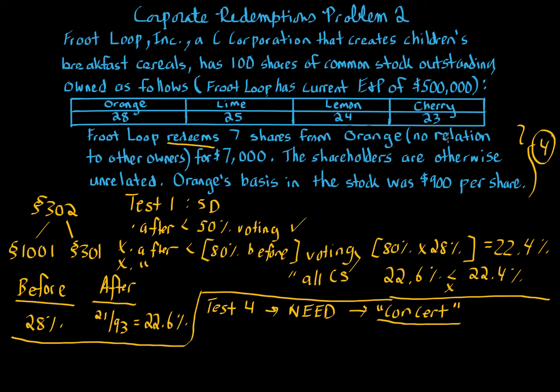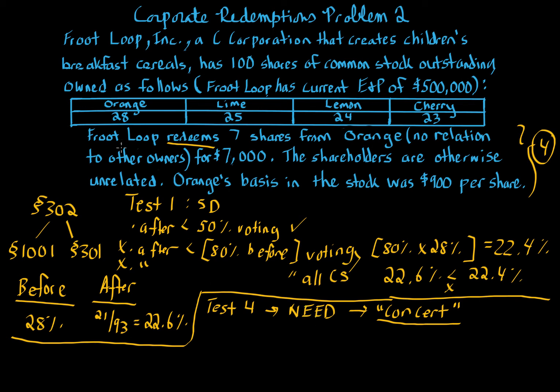That's exactly what the issue was in Revenue Ruling 76-364. One of the shareholders, there were multiple shareholders, just like what we have here, was able to team up with just one person, and the other shareholders didn't have that ability. Now, after the redemption, the shareholder lost that ability, and that was viewed as not essentially equivalent to a dividend. Okay? So let's see if that happens here.